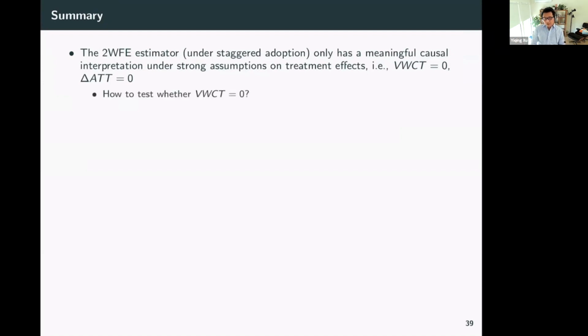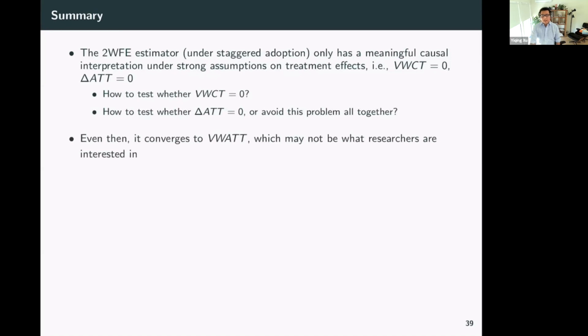And there's a bunch of problems: how to test whether the common trends, the parallel trend assumption, is satisfied, how to test whether the treatment effects evolve over time, and what happens if either of these assumptions is incorrect. And even when it converges to the variance weighted ATT, this may not be what we care about, right? Because it's very hard for us to interpret weights. And why do we care about those middle adopters that have the biggest variation in treatment status?